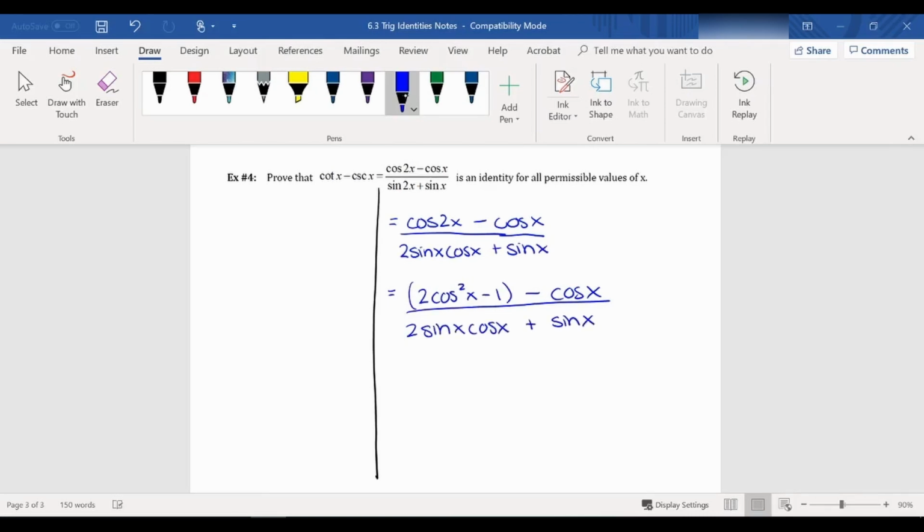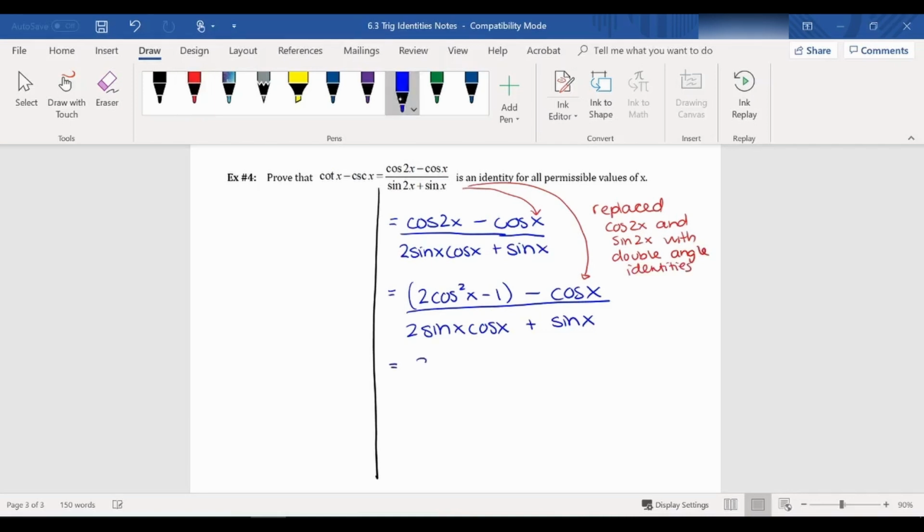Now again, if we chose a different double angle identity for cosine 2x, it would still work, but it would be more work. Okay, so this is double angle identities. Both these steps here and here, we replaced cosine 2x and sine 2x with double angle identities.